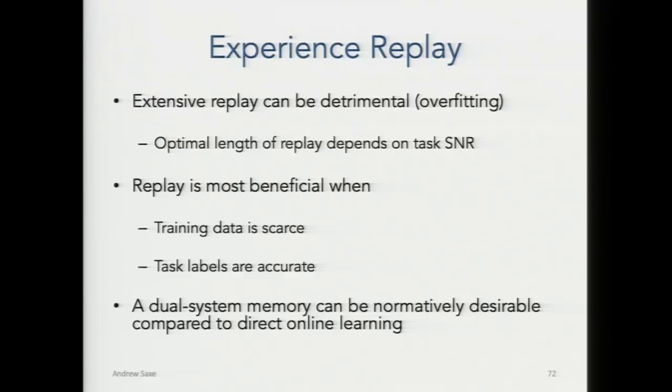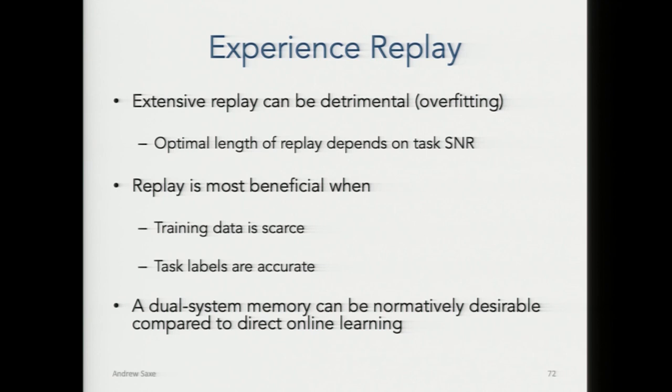So if you think about human learning, you usually get very few examples, but it's very rare that your caregiver would say that's a goose when it's really a dog, right? So the labels you get are quite good. And in that regime, this dual system memory can be normatively desirable.